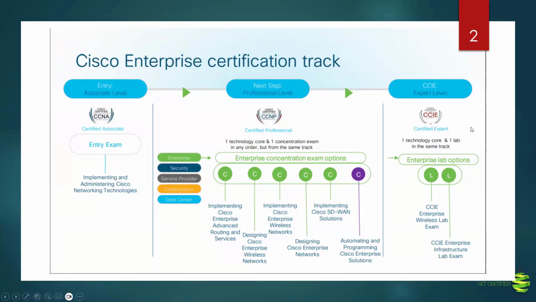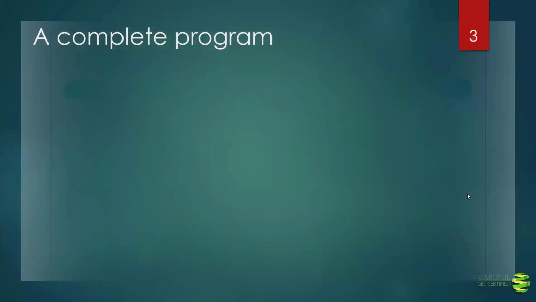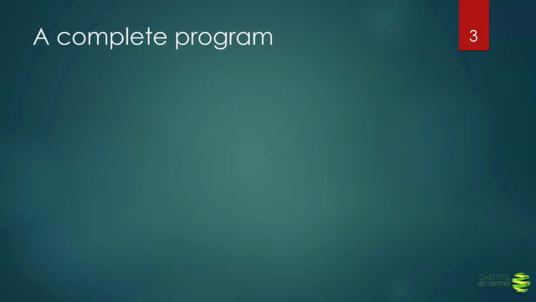And then of course, then you can move to enterprise lab option. As you can see here, we have wireless or enterprise infrastructure lab. Two options you get by passing the single ENCOR exam. So this one, as we know, is a complete program.